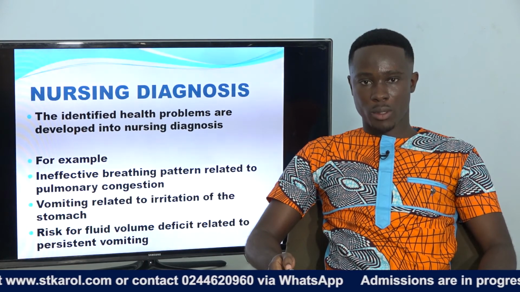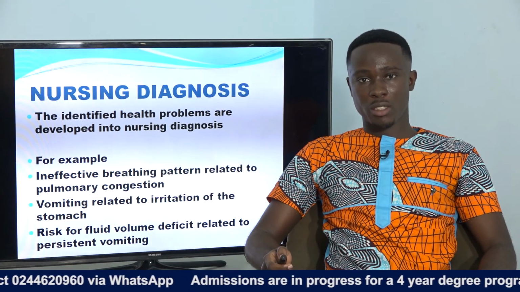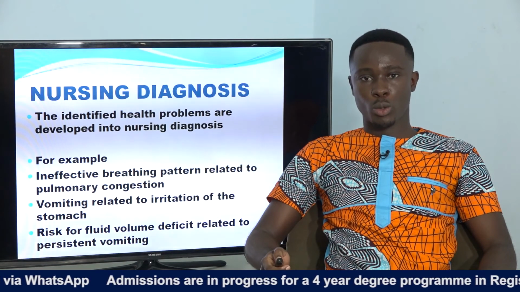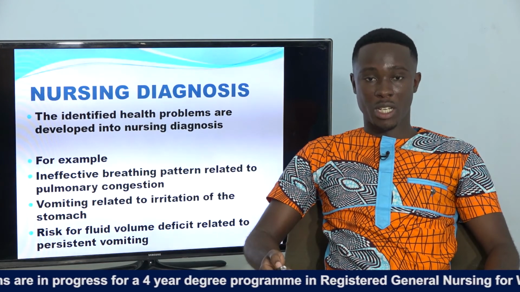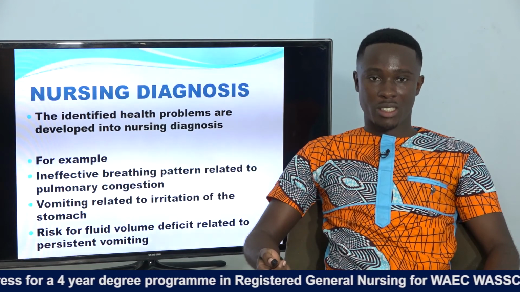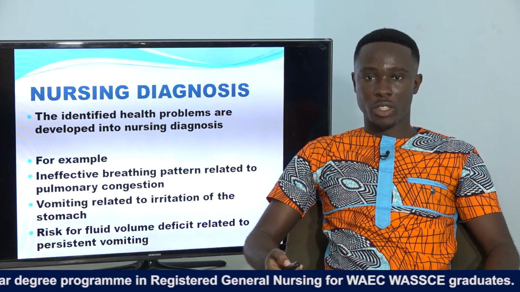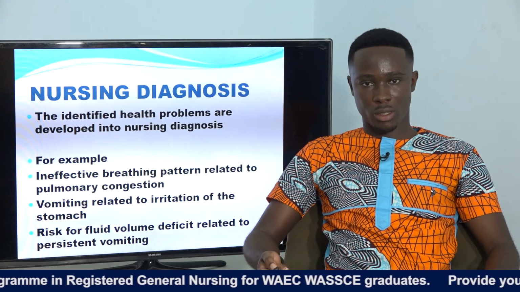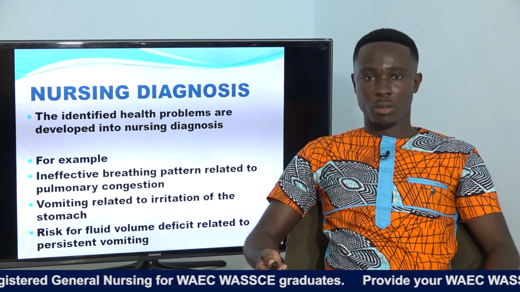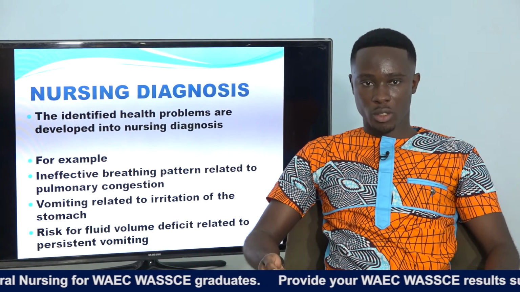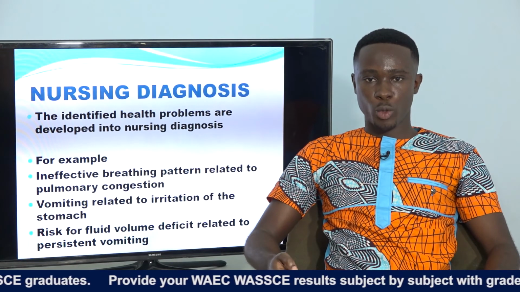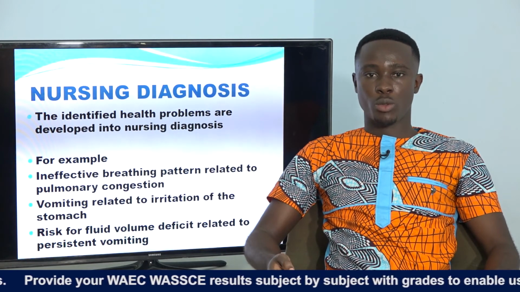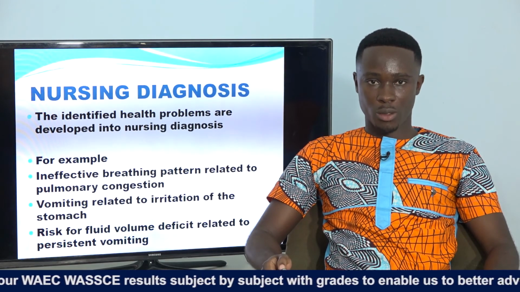Then to nursing diagnosis. To nursing diagnosis, the identified health problems are developed into nursing problems. As we saw from the previous one, patient cannot breathe well, but the nursing diagnosis for it is ineffective breathing pattern related to pulmonary congestion. The one for vomiting becomes vomiting related to irritation of the stomach or GIT disturbance. And risk for fluid volume deficit is also related to persistent vomiting. That is for nursing diagnosis.